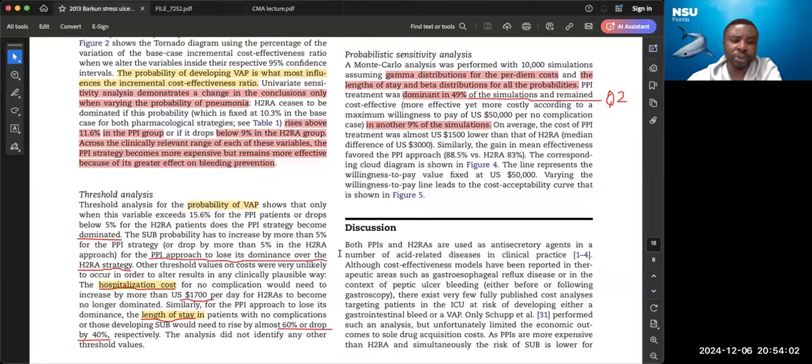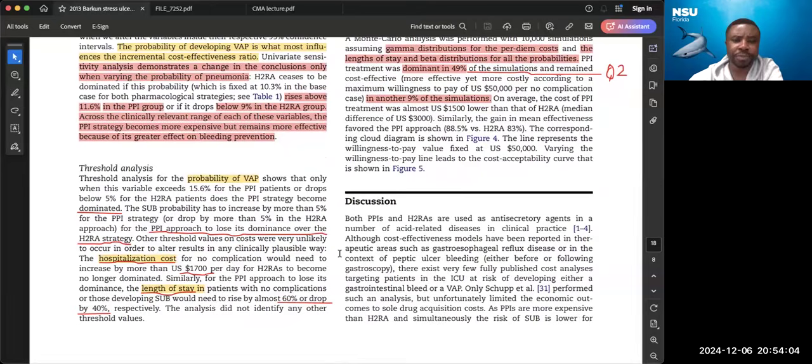Okay. If there are no questions, the next one that we are going to discuss is the threshold analysis. Which kind of sensitivity analysis do we use the threshold analysis in? At what point do we use the threshold analysis?